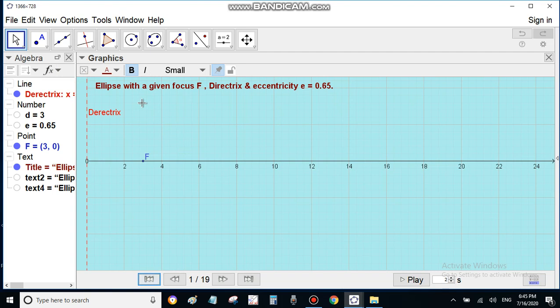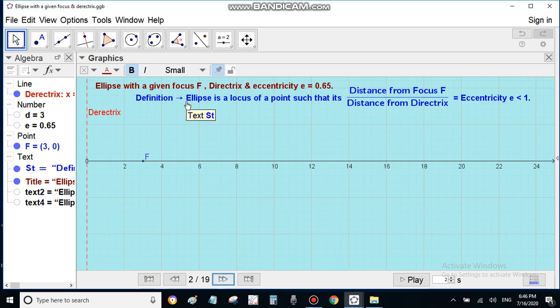So here you have been given focus F, directrix and eccentricity as 0.65. I have taken y-axis as the directrix, focus is lying on x-axis, and therefore if I drop a perpendicular from F, see the definition of ellipse: locus of a point such that distance from focus F divided by distance from the directrix is equal to eccentricity. So if I take any point here, this distance is going to be less than this by factor of E.